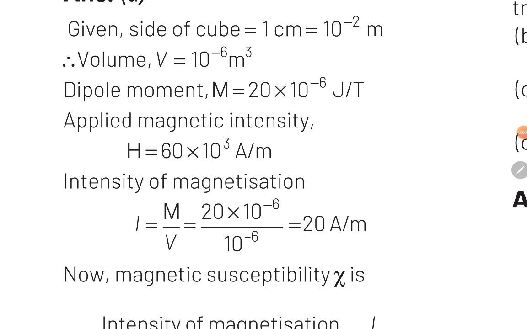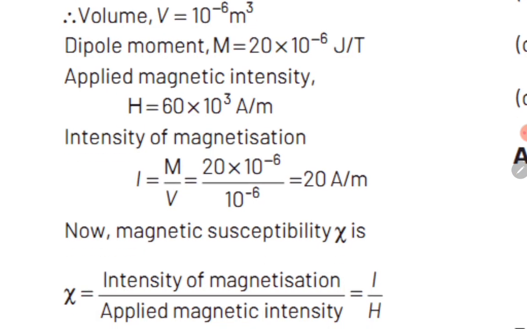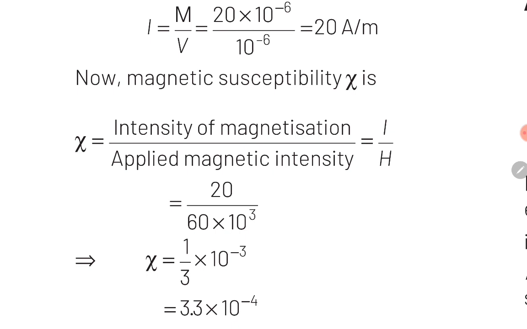Yes students, you can observe here that first we'll find the value of magnetization, which has been represented by alphabet I. Guys, magnetization I will be equal to magnetic dipole moment m divided by volume. Guys, because this is a cube, volume will be equal to side cube and its value comes out as 10 raised to minus 6 meter cube. So substituting the value of magnetic dipole moment m and volume V, we will obtain the value of magnetization as 20 ampere per meter.